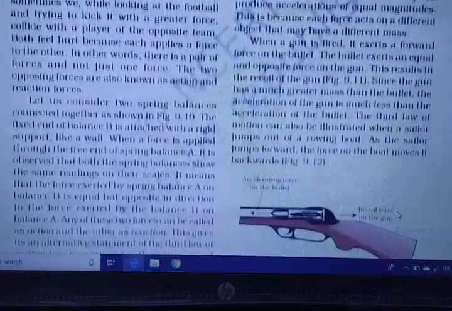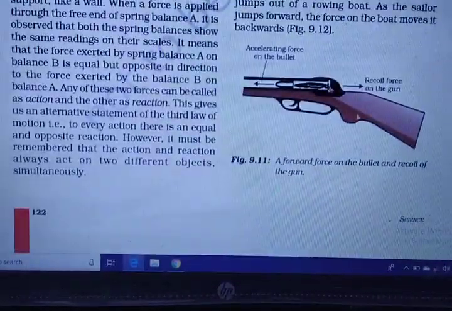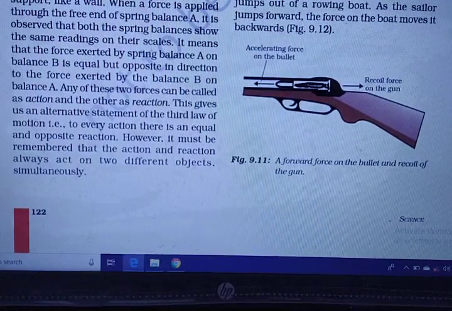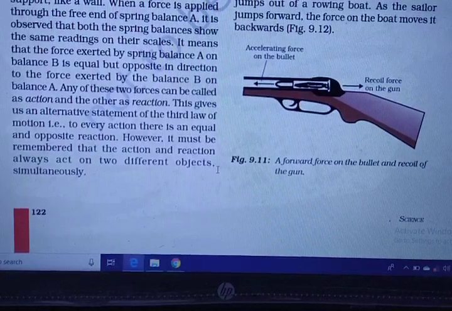As the sailor jumps forward, the force of the boat moves backward. You can see here, first of all, let's talk about this bullet gun. You will see there is a recoil force on the gun. As we load the bullet and fire it, the gun also gets hit backward.